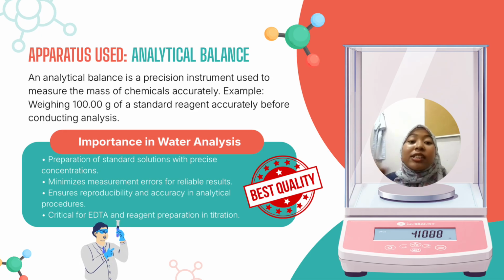Now, I will talk about the first apparatus used in water quality analysis, which is the analytical balance. An analytical balance is an instrument used to measure the mass of chemicals accurately. For example, we can use an analytical balance to weigh 100 grams of standard reagent to do chemical analysis. But what is the importance of the analytical balance in water analysis?